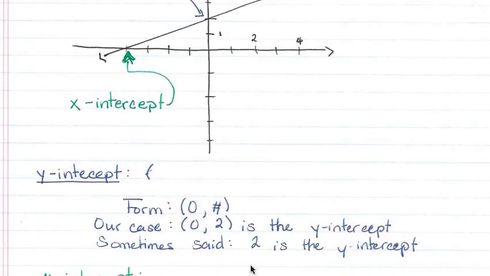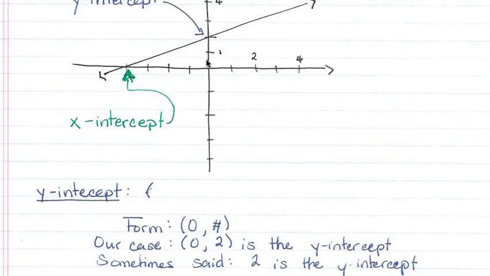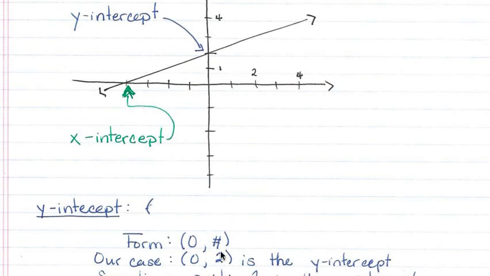Sometimes people will just say 2 is the y-intercept. This isn't very proper, but it is understood. Just because we can assume that the x value is 0 because it's the y-intercept and the x value will always be 0. But it's really better if you say that (0, 2) is the y-intercept to give a proper point for it.